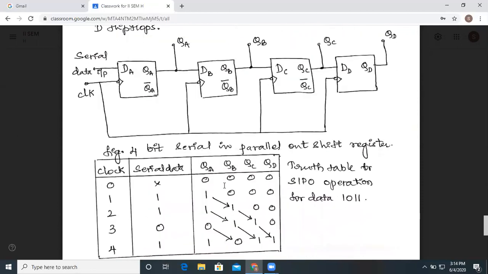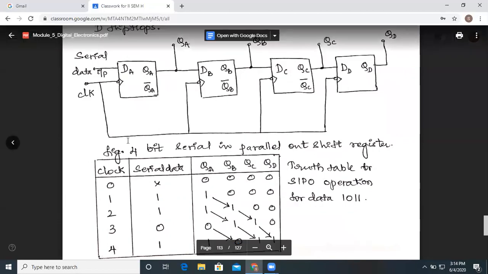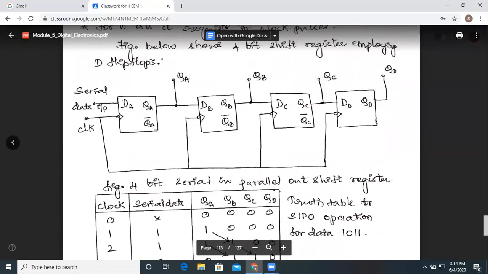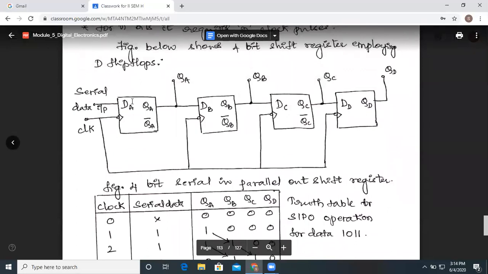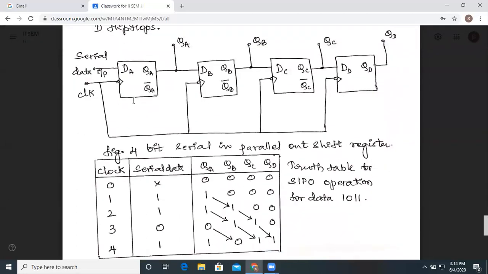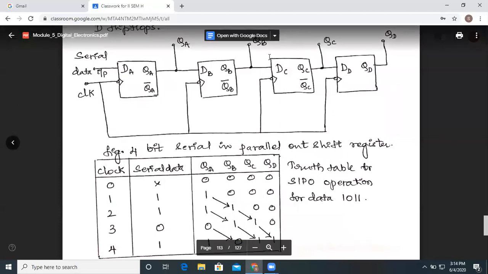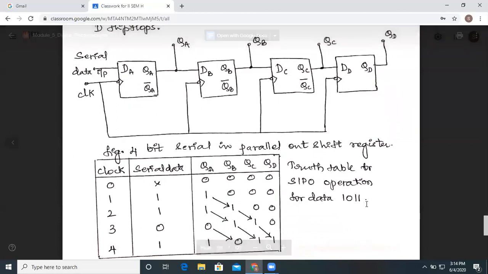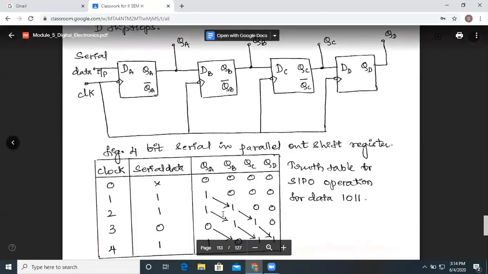So in order to perform this serial in, parallel out operation, first the data is fed in the serial manner. Here we have QA, QB, QC, QD, which are all the outputs, with QA as the most significant bit. What we are trying to feed this shift register is the data 1011. This is the data that we need to put in. In order to put this, we require 4 clock pulses. How does it require 4 clock pulses?